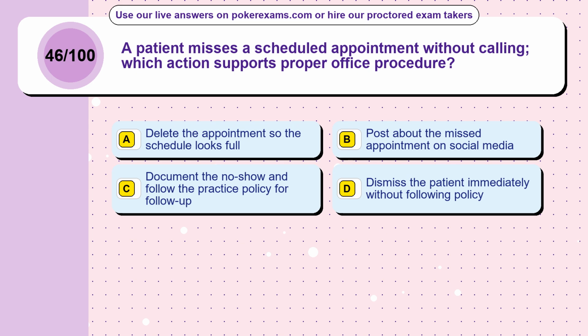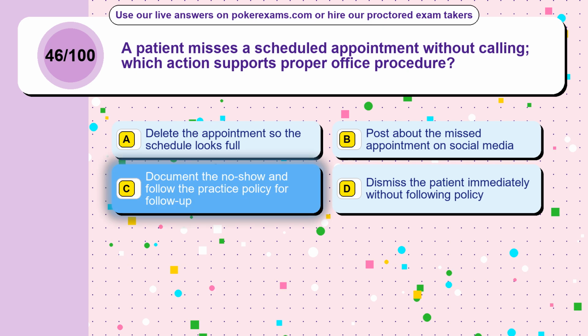Option A. Delete the appointment so the schedule looks full. Option B. Post about the missed appointment on social media. Option C. Document the no-show and follow the practice policy for follow-up. Option D. Dismiss the patient immediately without following policy. The correct answer is option C.